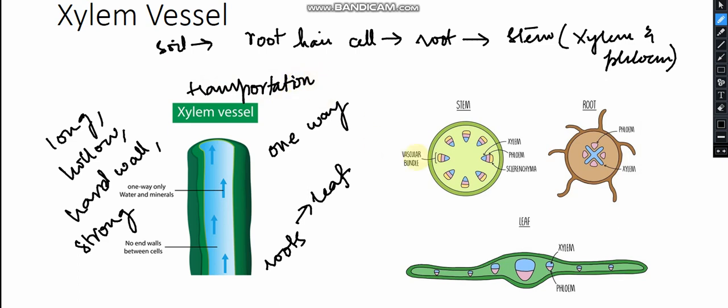Now, if you see xylem vessel in these three structures, you will see xylem vessel in the middle structure. Over here in the root, this is xylem. In the stem, this is xylem. And in a leaf, this part, the upper part, is the xylem.